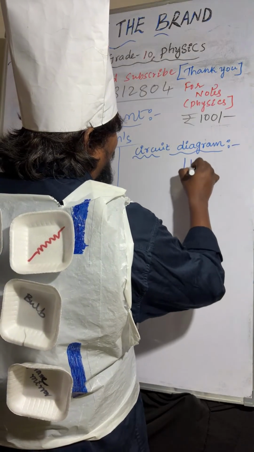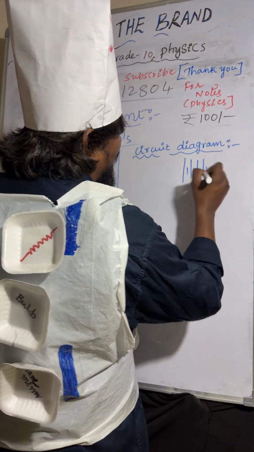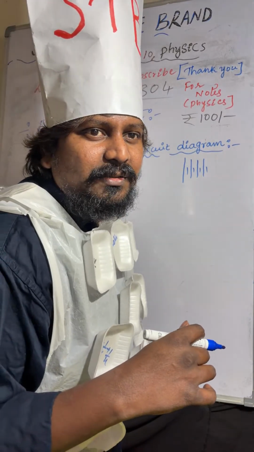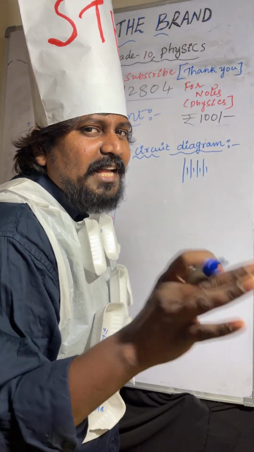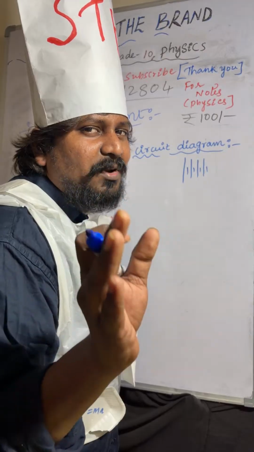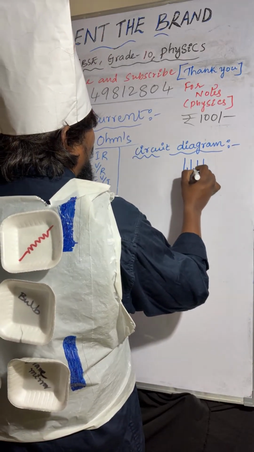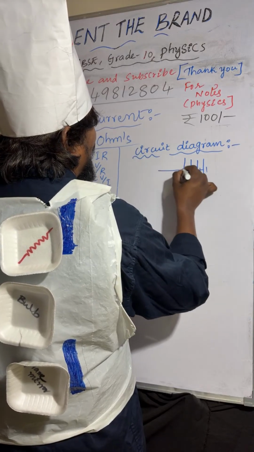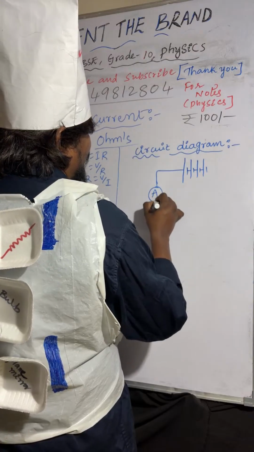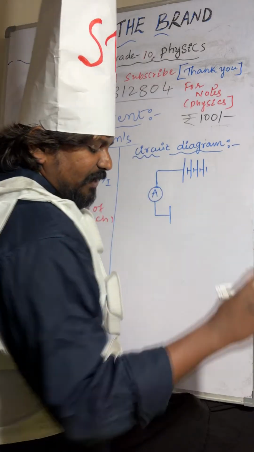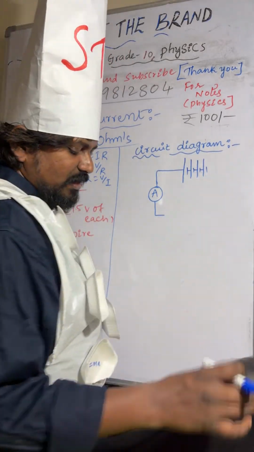How many cells are required to connect? 1, 2, 3, 4. 4 cells. Each has a potential difference of 1.5 volts. So I am connecting like this. After the cells, I am connecting the ammeter. Next, the nichrome wire we have to connect.